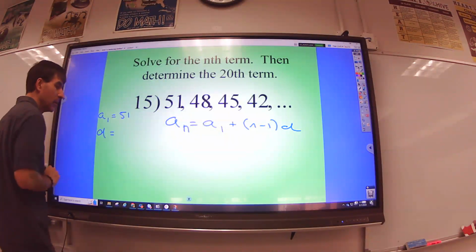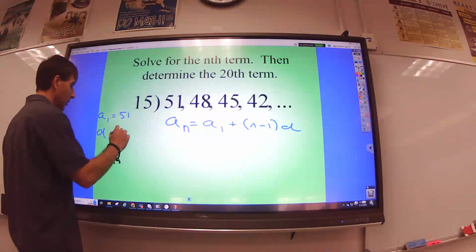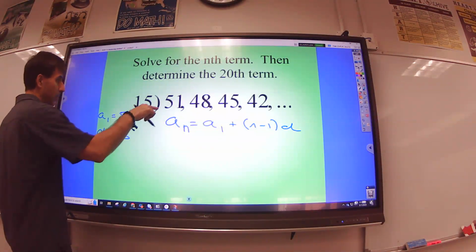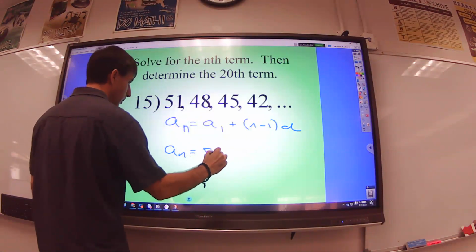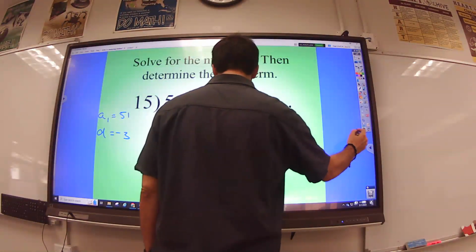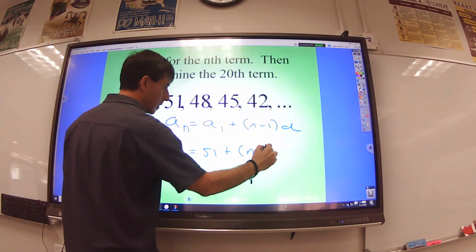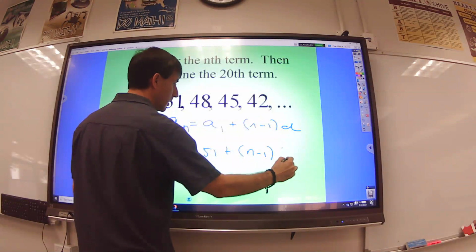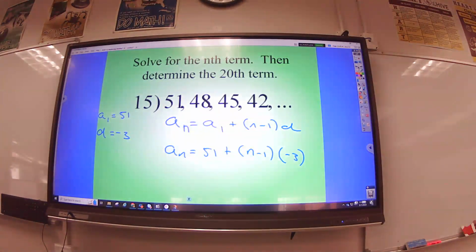What is my common difference? Emily, what's my common difference? I'm taking away 3. You see I'm taking away 3. So we're going to say A sub n equals 51 plus n minus 1 times d, where d is negative 3. Okay, you guys go ahead and try to simplify that, see what the rule is. When I say the rule, it's that A sub n equals something n plus something, right?